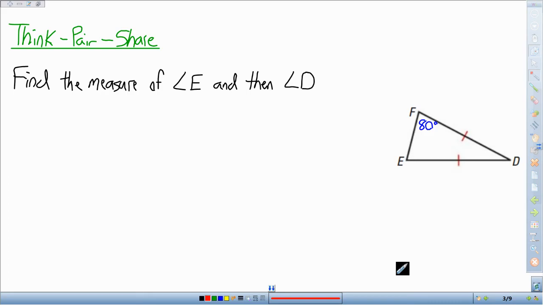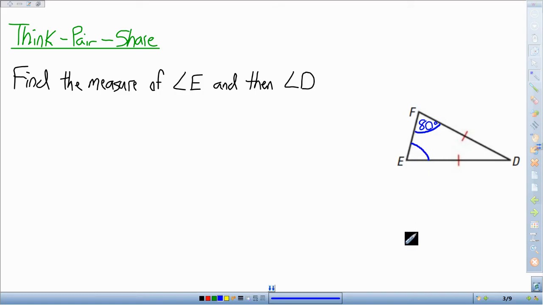So with that idea, I don't need you to copy this problem. I just want you to take a look at it and see if you can figure out what it's asking. Here's what it says. Find the measure of angle E and then the measure of angle D. So take a look at this. If the measure of angle F here is 80 degrees, what does the measure of angle E have to be?